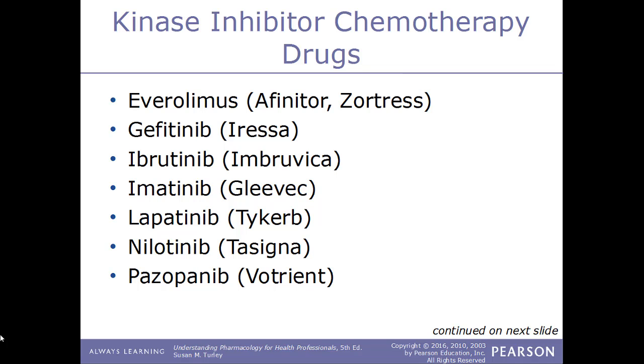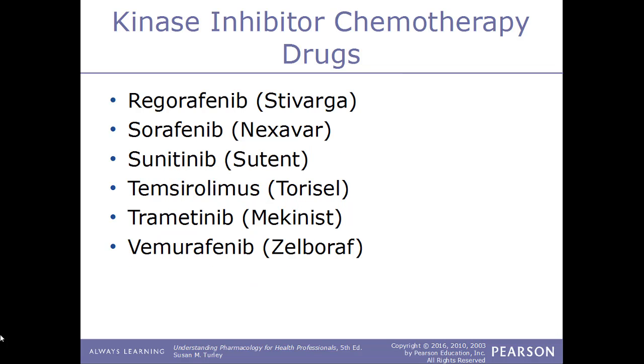brand name Gleevec, lapatinib, known by the brand name Tykerb, nilotinib, known by the brand name of Tasigna, pazopanib, known by its trade name Votrient, regorafenib, known by the brand name of Stivarga, sorafenib, known by brand name Nexivar, sunitinib, known by its brand name Sutent, temsirolimus, known by the brand name of Toracil, trametinib, known by the brand name of Mechanist, and lastly, zemurafenib, known by its brand name of Zelboraf.